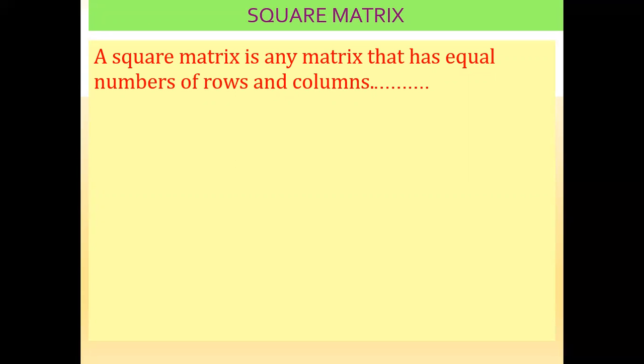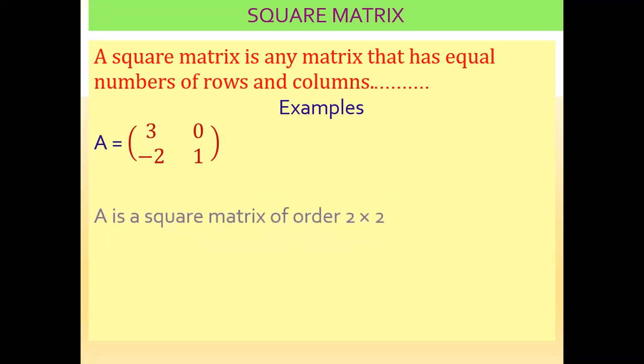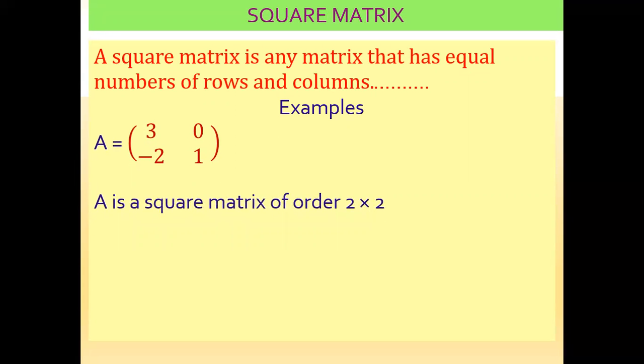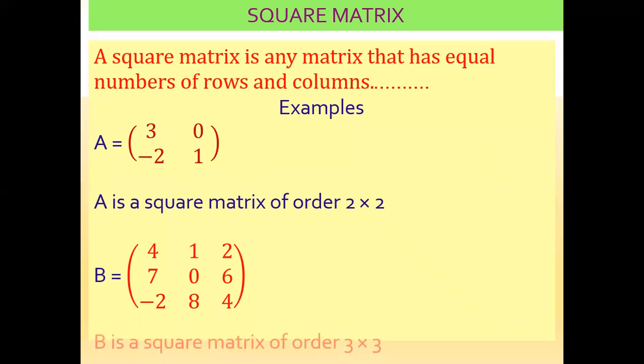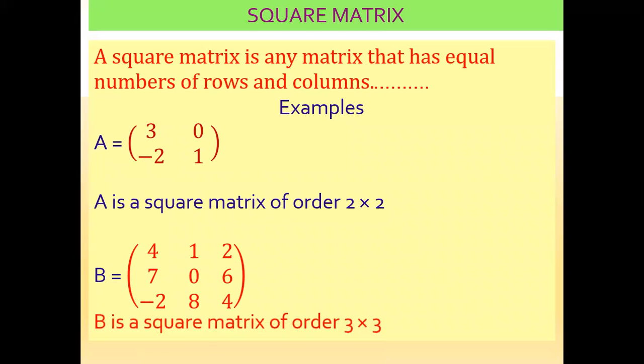So for example, we have A equals 3, 0, -2, 1. You can see we have 2 rows here and 2 columns. So this is a square matrix of order 2 by 2. The order here is 2 by 2. Then let's see B. We have 3 rows here and 3 columns. So B is also a square matrix, and the order here is 3 by 3. It's a 3 by 3 matrix.